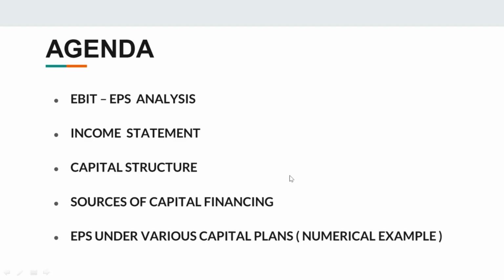So let's start with the agenda for our video. First, we would talk about the EBIT EPS analysis, where we would try to understand how this analysis is done, what EBIT means, what EPS means, and how it helps in forming the most optimal capital structure for the business. Then we would understand the financing part of the income statement. We would try to understand the concept of capital structure and various sources through which capital financing could be raised. And at last, we would try to see how EPS differs under various capital plans with the help of some numerical examples.